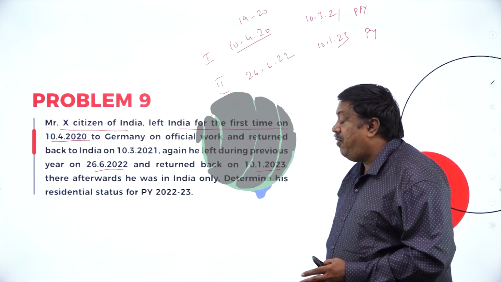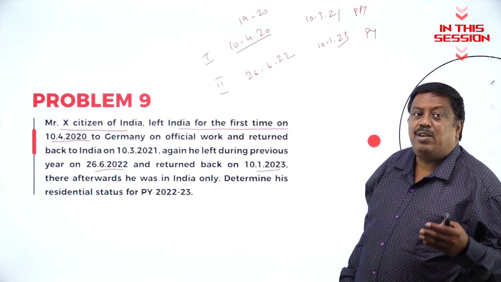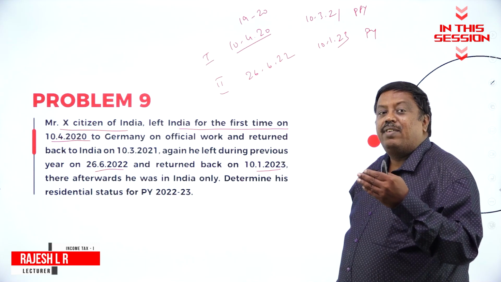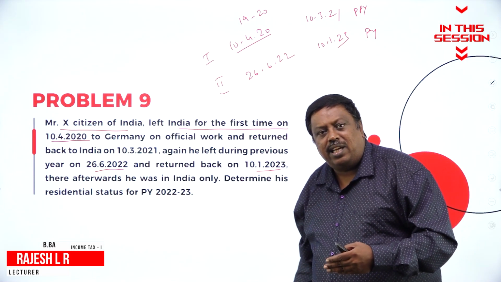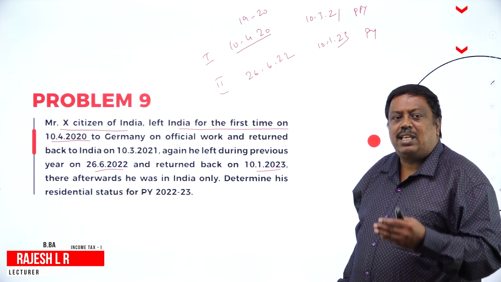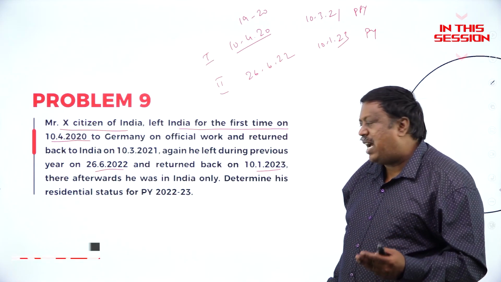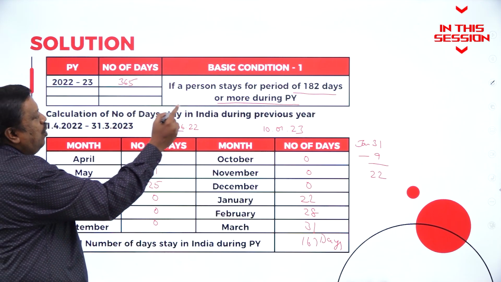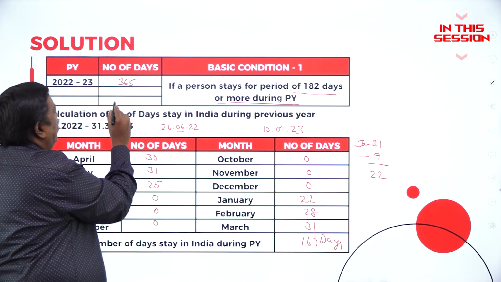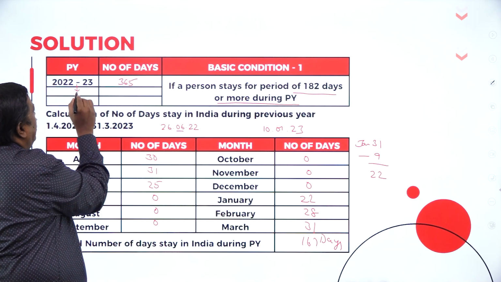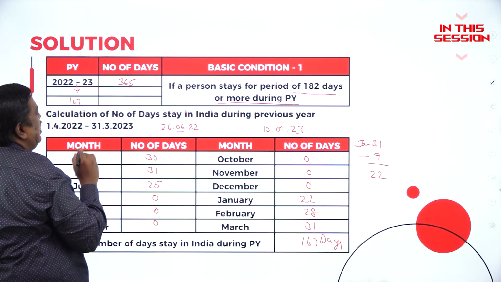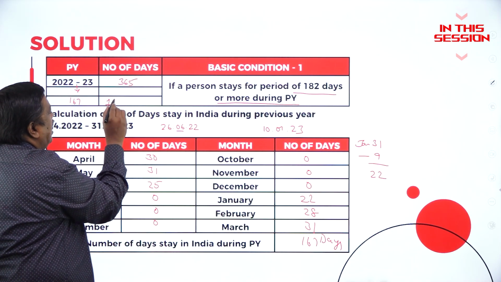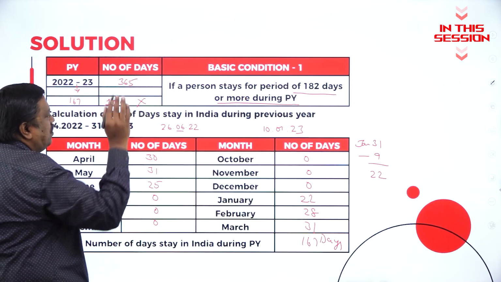We have to identify how many days he was in India and whether he satisfies the conditions laid down by the Income Tax Act. What was my basic condition? I should stay in India 182 days or more, but during the previous year I stayed only 167 days. So the first basic condition I couldn't satisfy.